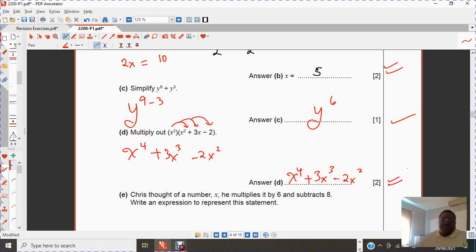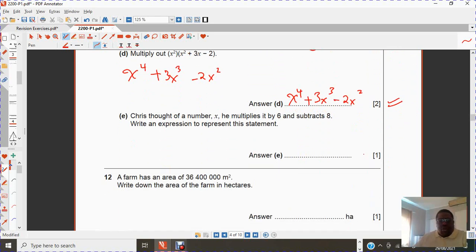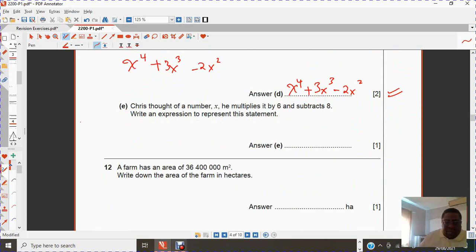The next one says Chris thought of a number. We don't know what the number is, so we say let the number be x. He multiplies this number by 6, and then he takes away 8. So this is the expression 6x minus 8.